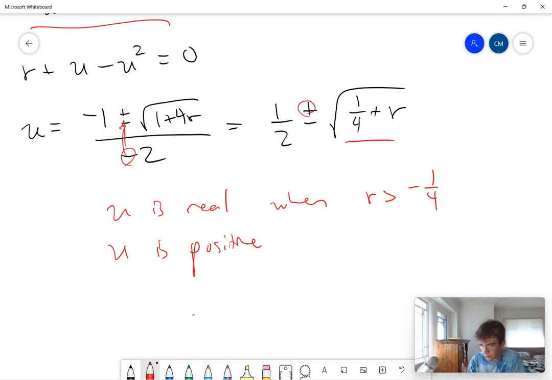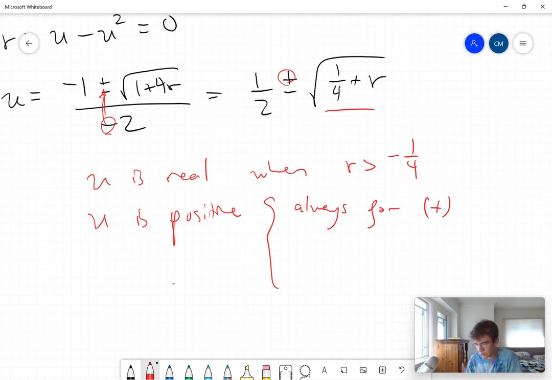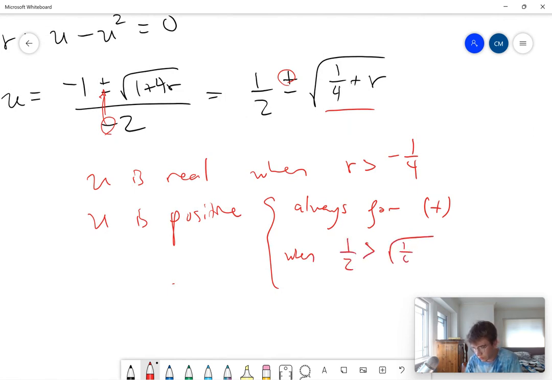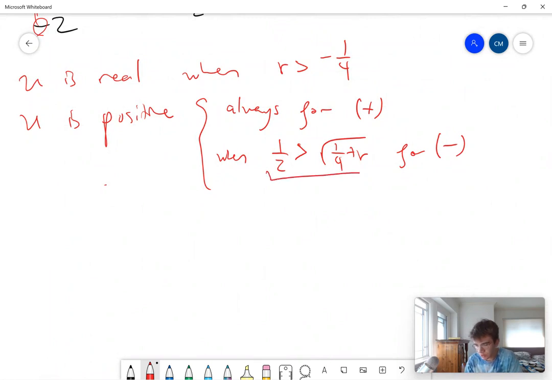Well, it's always positive when I take the positive conjugate, okay? So always for positive conjugate. And then for the negative conjugate, it's when 1/2 is greater than the square root of 1/4 plus r. This is for the negative conjugate. And doing the algebra here, we realize that this expression is precisely equal to r less than 0, okay?